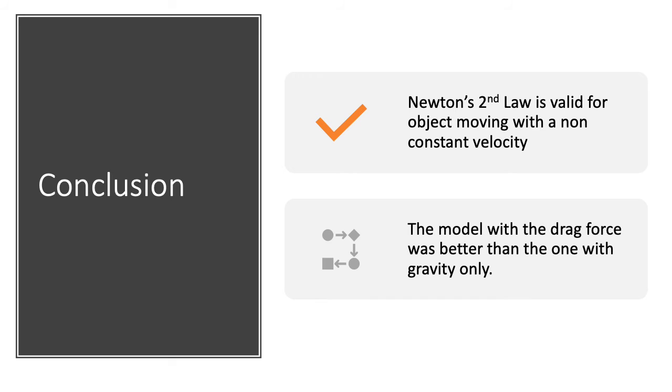We can summarize this experiment by saying that Newton's second law is valid for an object moving with a non-constant velocity, and that the model with the drag force was better than the one with gravity only.